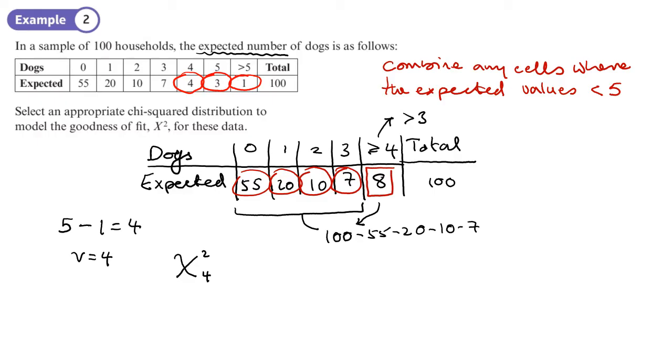So what that means is that an appropriate chi-squared distribution to model the goodness of fit for x squared would be this. So x squared is approximately chi-squared with 4 degrees of freedom. So that would be our answer for this question.